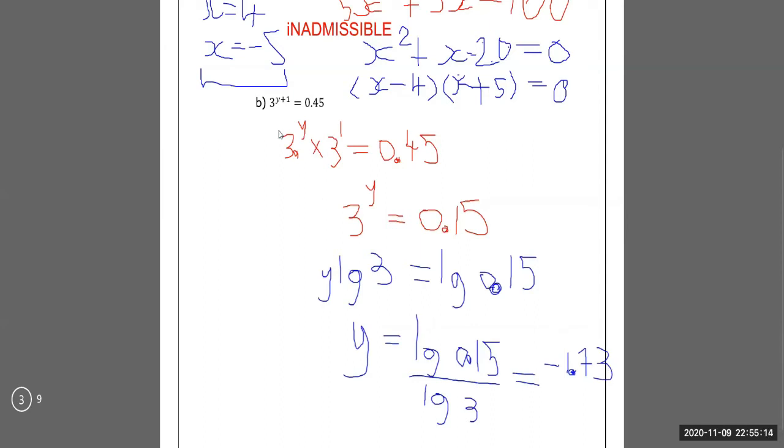Nice. Now what we can do to check it is put in the calculator negative 1.73 plus 1. That's going to give us negative 0.73, and so 3 raised to the minus 0.73. Check it out. What is 3 to the negative 0.73? 0.1494. So it's close, because we rounded. Very good, so we're good.